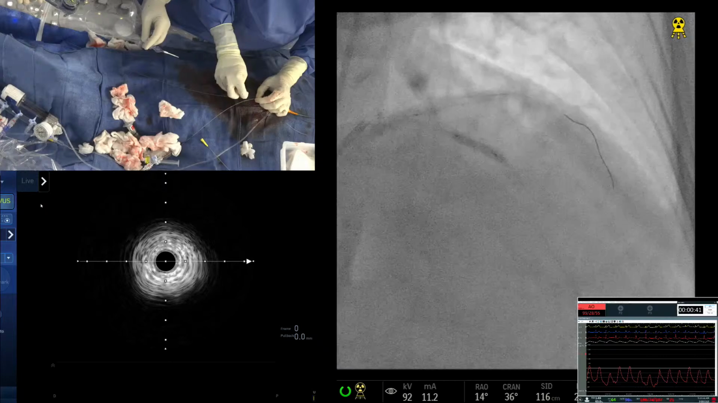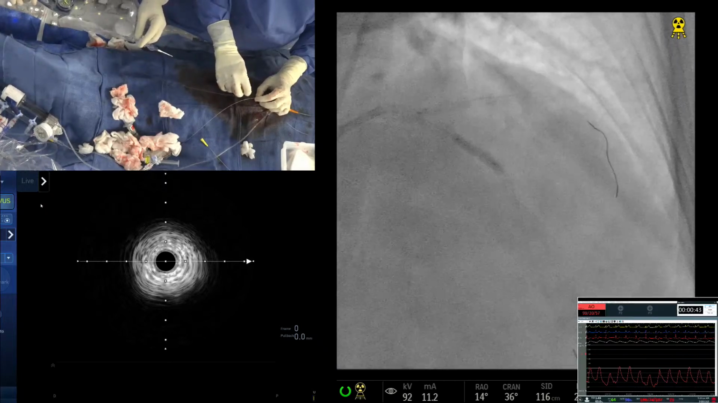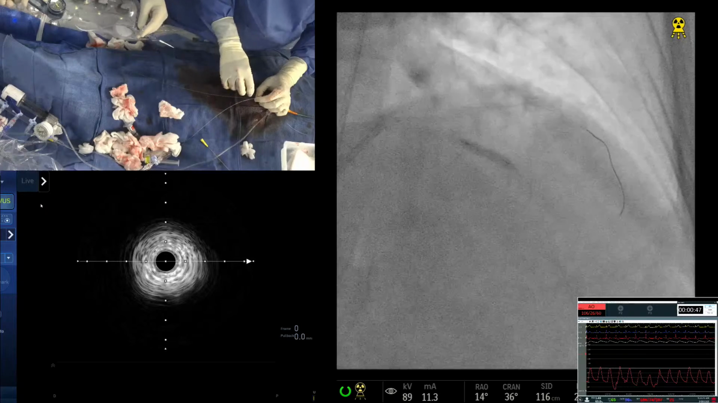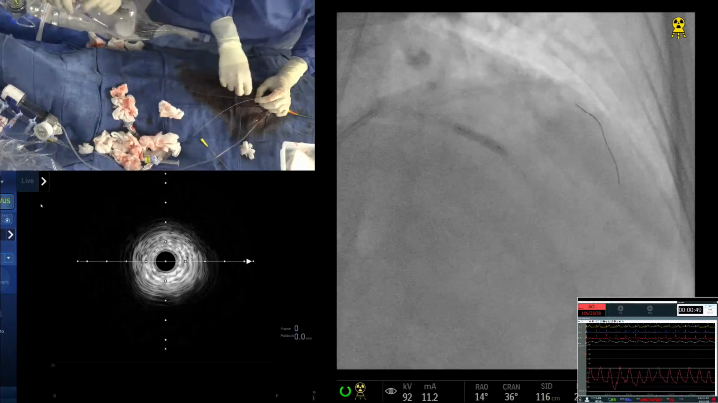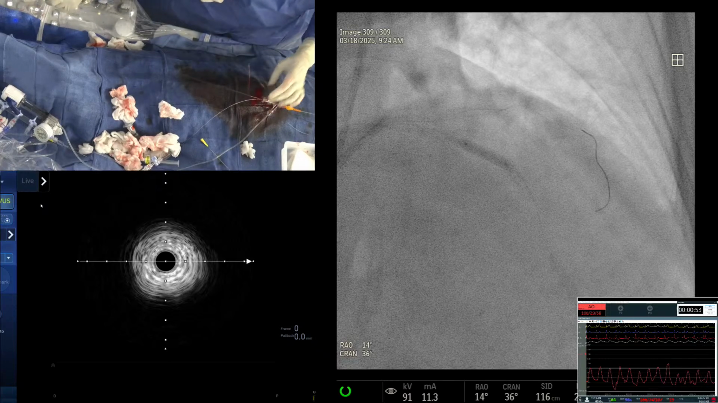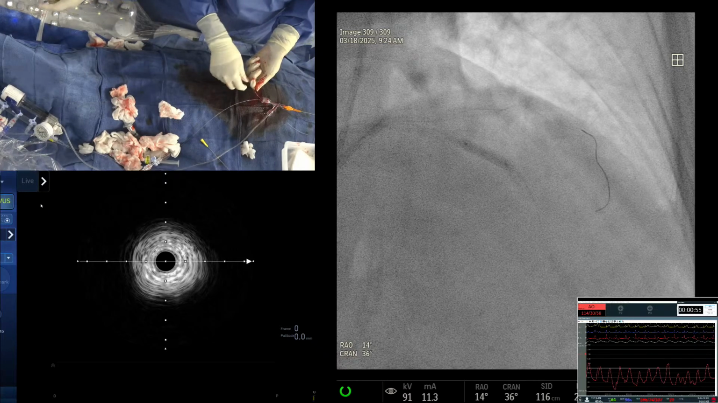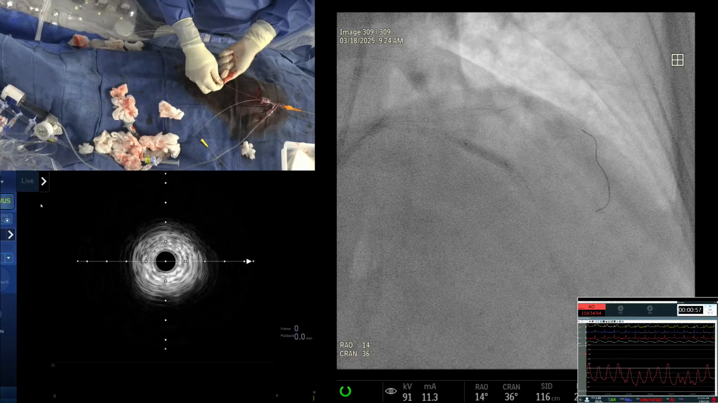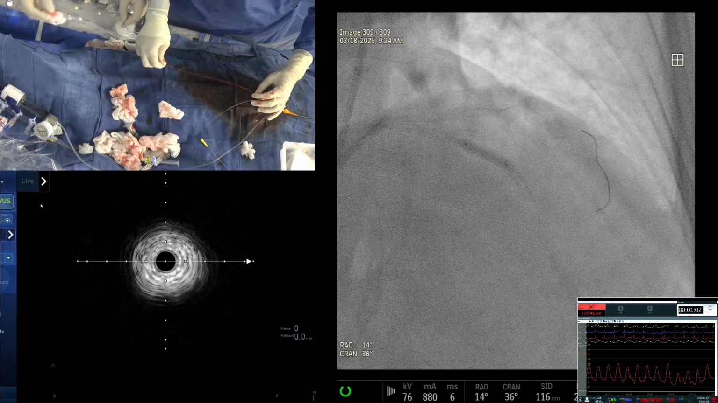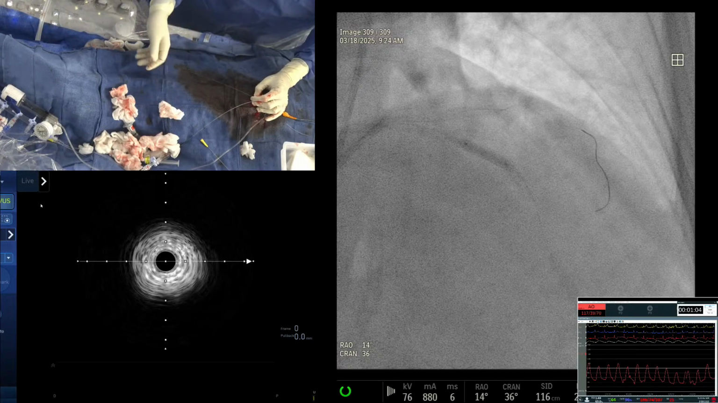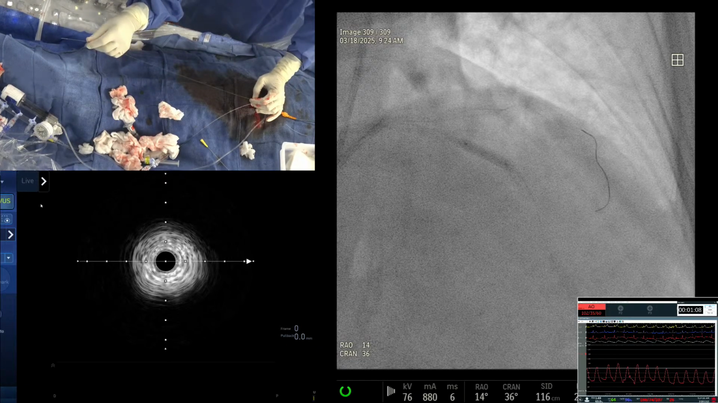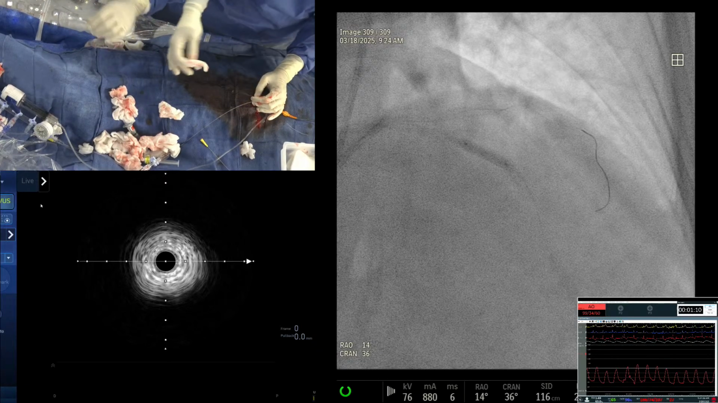Who makes this 1.0 balloon? This one is the Sapphire. Which company? It was supposed to be done by the Orbital team before, right? Yeah, Corsair, they still have it.